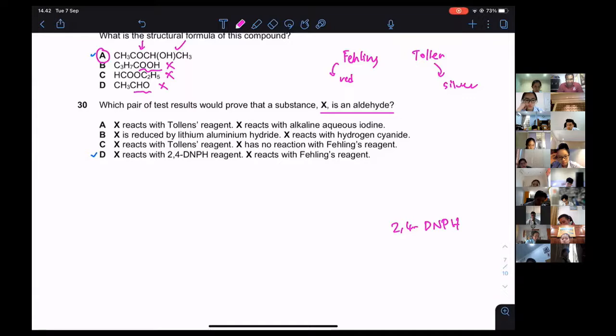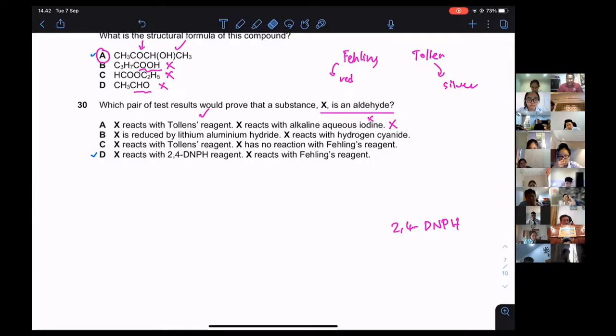Now, X reacts with Tollens' reagent. Yes, correct. X reacts with alkaline aqueous iodine. This one, not really. Triiodomethane, you need to look at what type of aldehyde. Only ethanal can react. The other aldehydes cannot react. So A will not be the answer. X is reduced by lithium aluminium hydride.